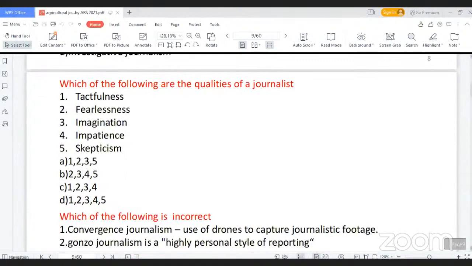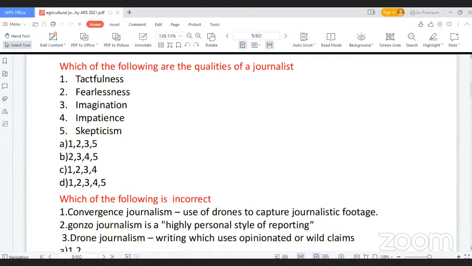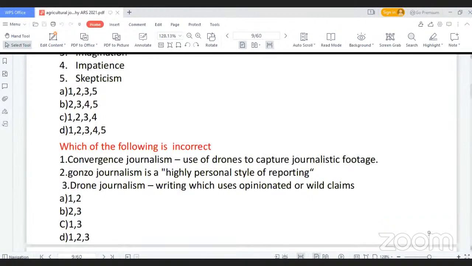Which of the following are the qualities of a journalist? There are five qualities I have mentioned: tactfulness, fearlessness. Most journalists are fearless. You cannot say that you believe. And imagination, because they have to imagine the things, they have to predict the things. Impatience is not a quality. They must be patient, because they have to cover the things and extract the information from different sources. If you delete that impatience one, then all the things are there, skepticism also. So this answer may be 1, 2, 3, 5. Except impatient, all are the qualities of a journalist.